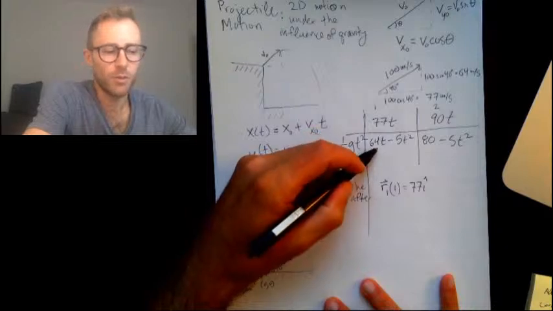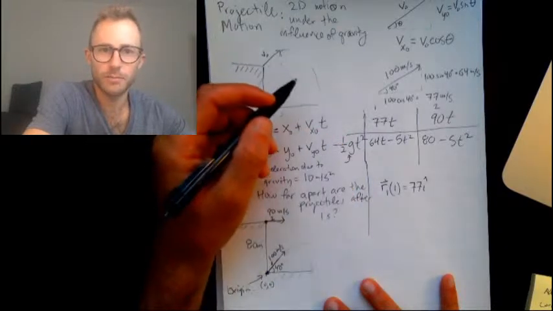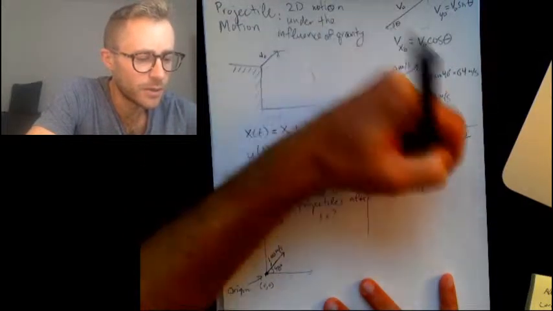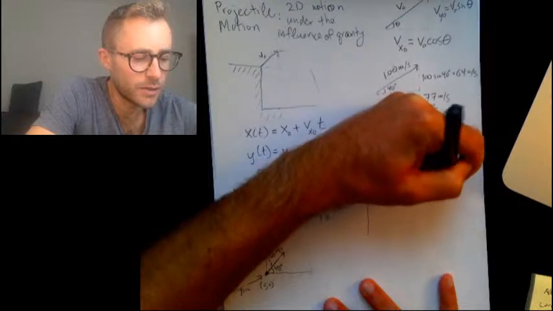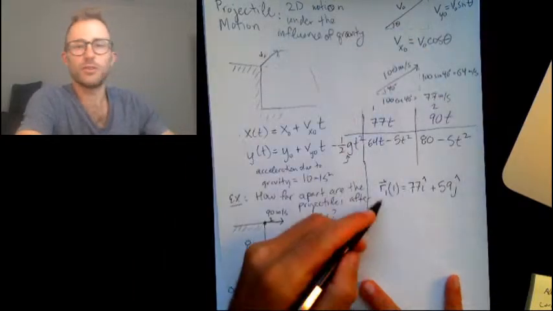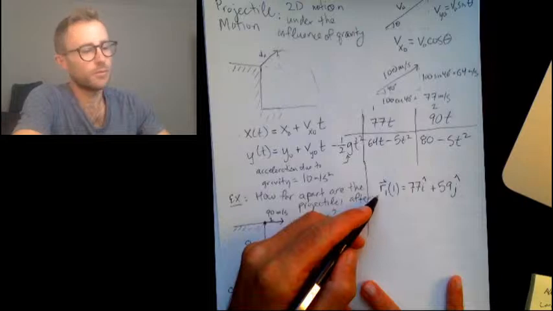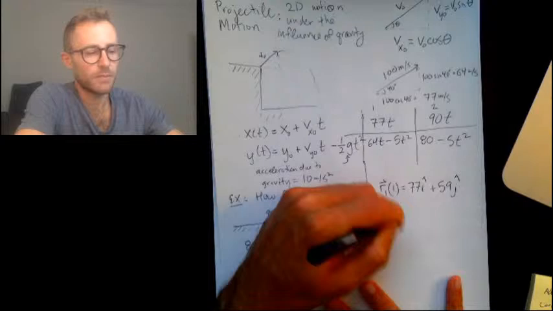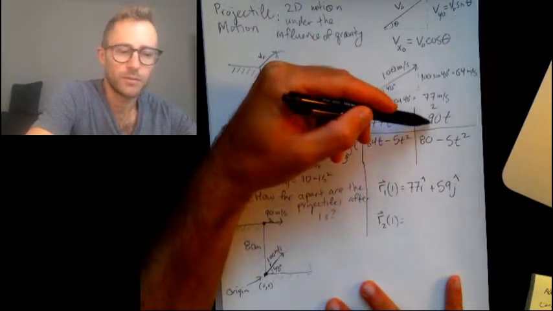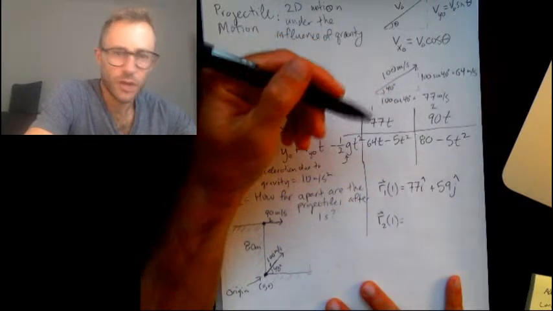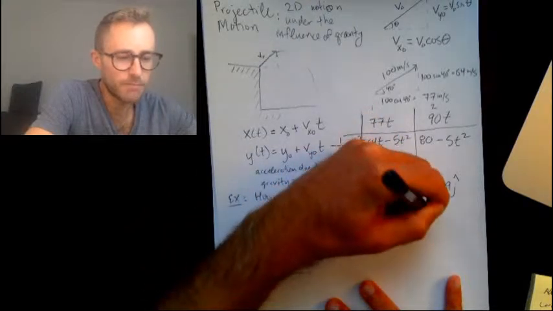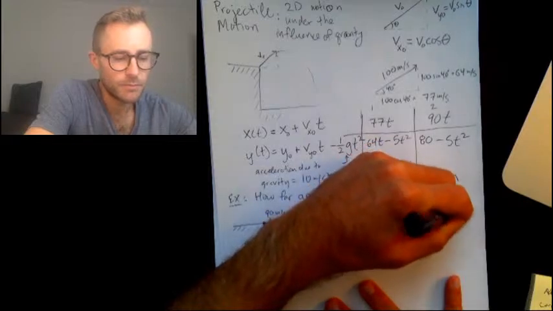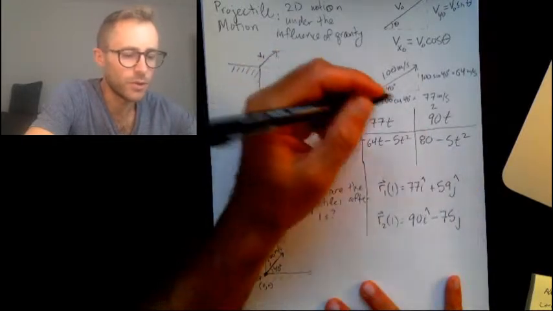And then if I plug in 1 here, that would give me what? 59. 59j. So plus 59j. So that's the position of the first projectile. The second projectile's position at 1 second, I'm going to plug in 1 into both of these equations. So I have 90i minus 75j. Or plus 75j, excuse me.